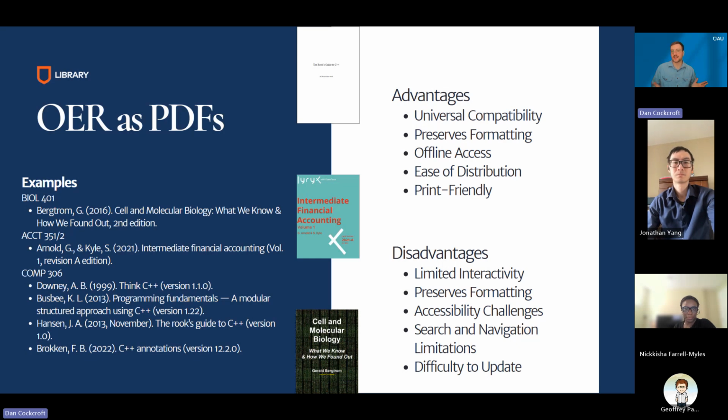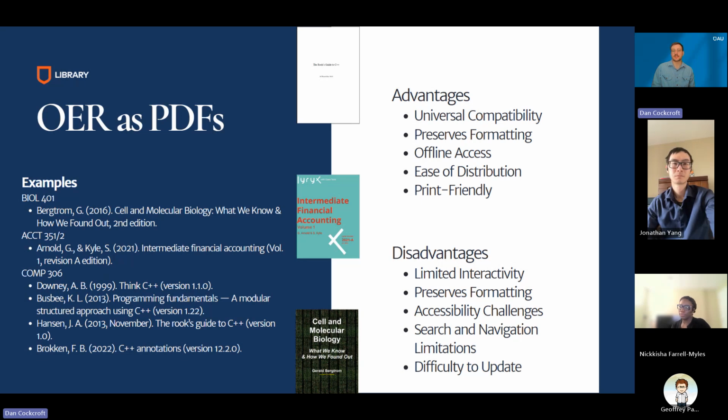Now there's obviously huge advantages to using PDFs. Everyone can use them, they have that universal compatibility. It preserves the formatting too, so it's not like some websites where the CSS goes all weird. The way you serve it is the way it stays. Offline access is super important for folks with connectivity issues or remote learning in remote communities. They don't need the internet connection to access their textbook right away. Ease of distribution is great too. You can just email it to students, students can email it themselves. They're very easy to print as well. So lots of advantages to using OER as PDFs.